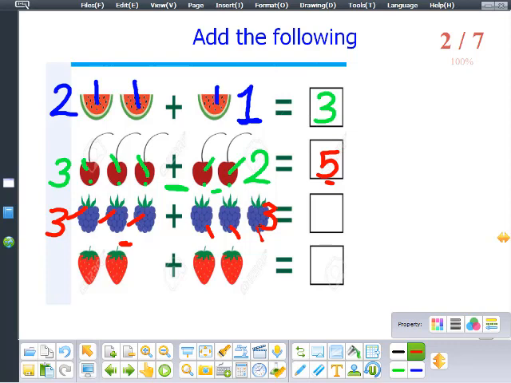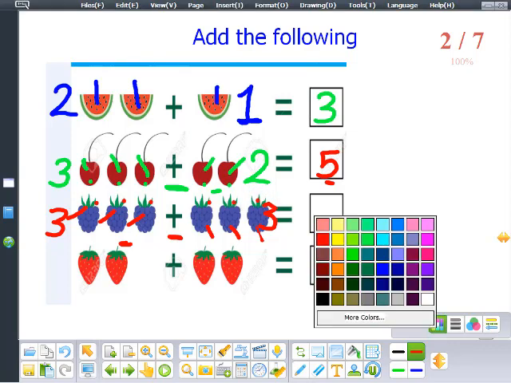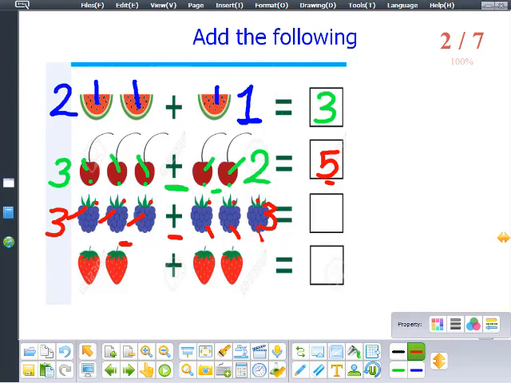So what is this sign? We said plus. Excellent. When I find a plus, what do I do? I add. So now I have 3 and 3. Add with me. 1, 2, 3, 4, 5, 6. How many grapes do I have here? 6 grapes. Excellent. Let's write number 6. Well done.